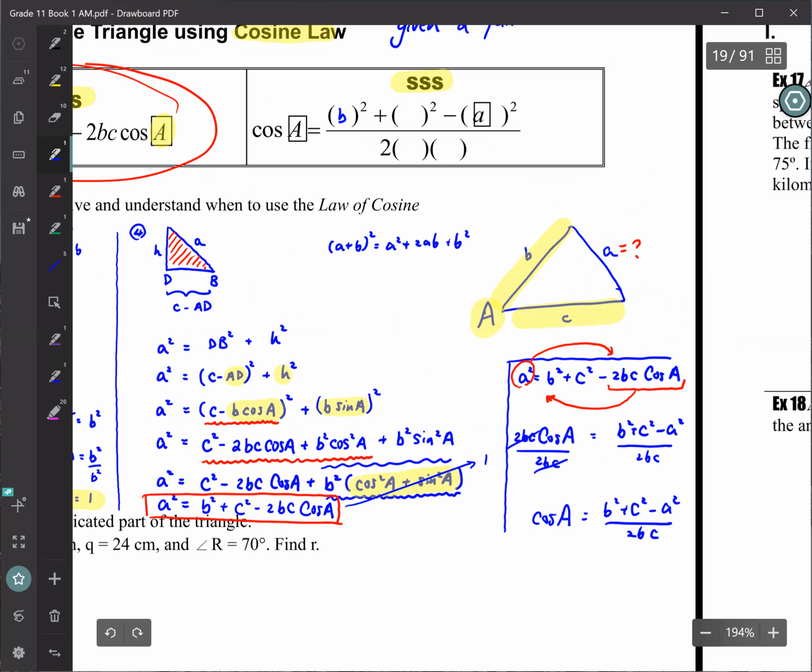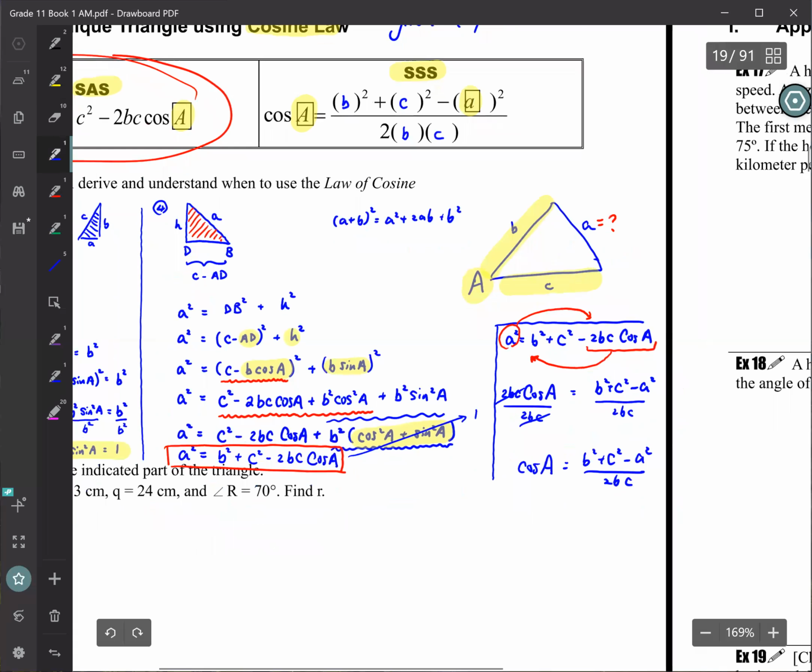So we have b squared plus c squared minus a squared over 2bc. You see I boxed the letter A? That's telling you it's a pair. If you're looking for angle A, you must put your side A at the back. If you're looking for angle C, then the last bracket should be side C. It comes in pairs. So what that means is, I'll draw the picture down here.